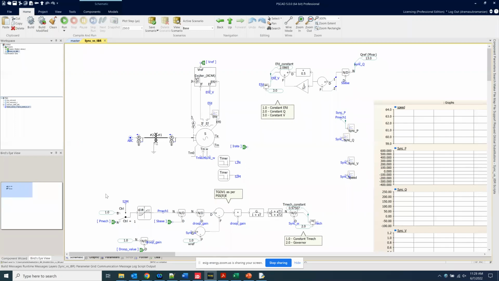Okay, so what will happen if we make that machine not control voltage? Supposing we have constant excitation control. So let's say we don't have an exciter as we know it. We don't have static excitation.